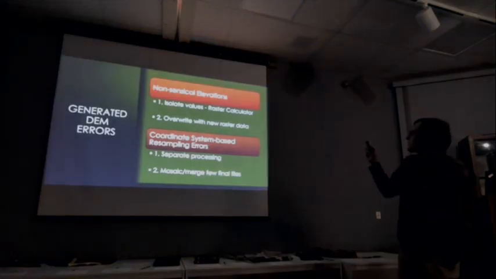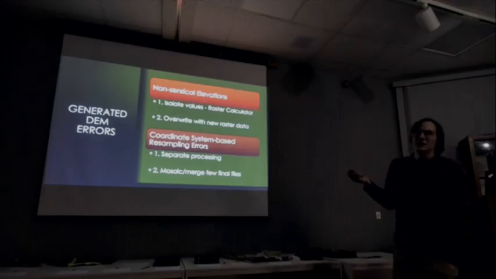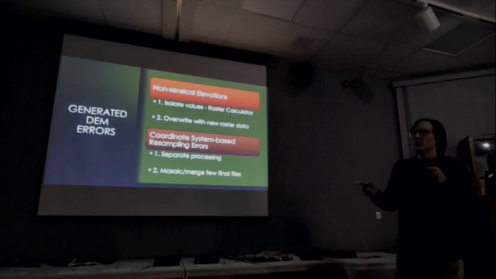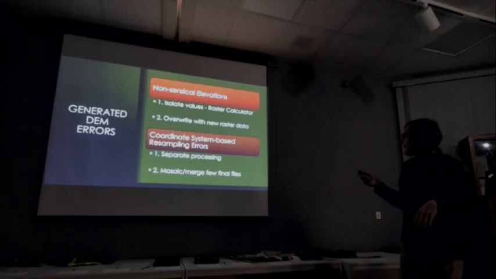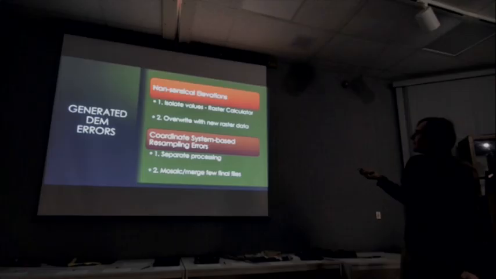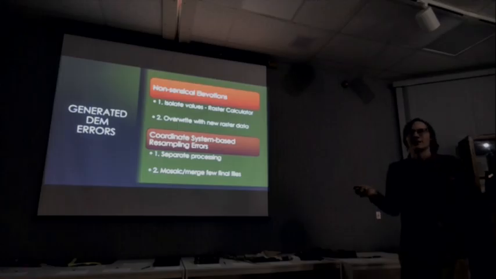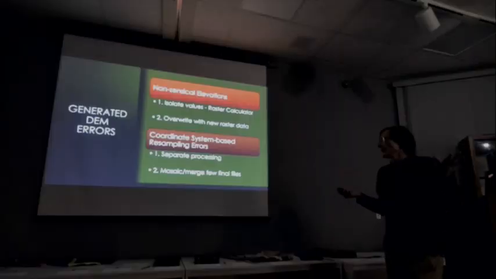So nonsensical elevations, how I fixed those involved isolating values with the raster calculator. With this tool called the Con tool, it's pretty easy to just code a raster with either a 1 or a 0 based on the elevation range that you specify. And then after identifying where the rasters were screwed up, I sought to overwrite the raster with new raster data that usually came from federally available LAS data that I could process without the error.